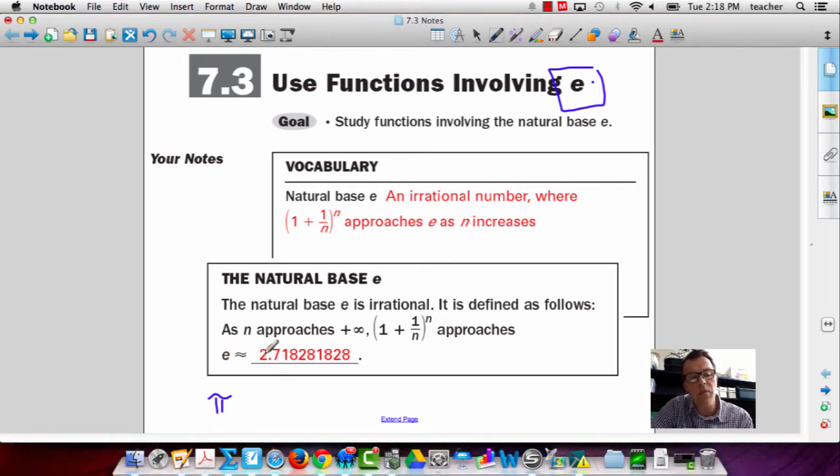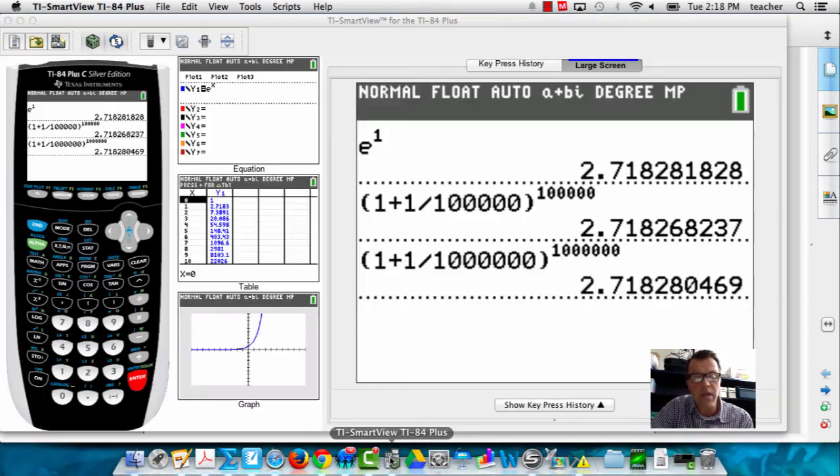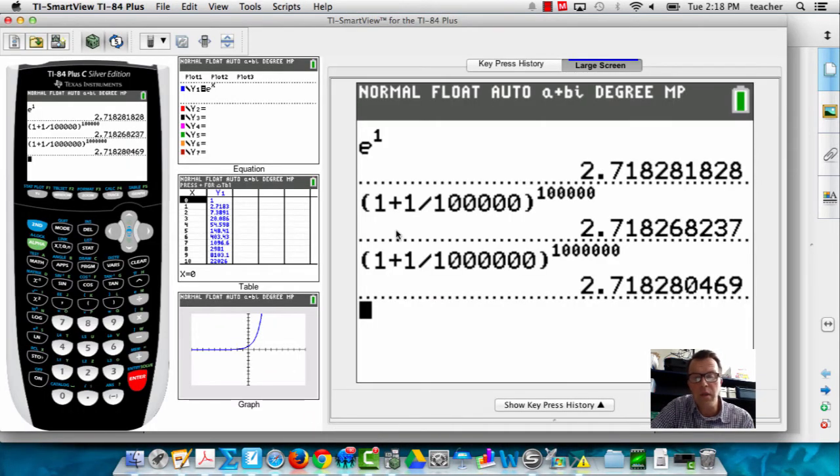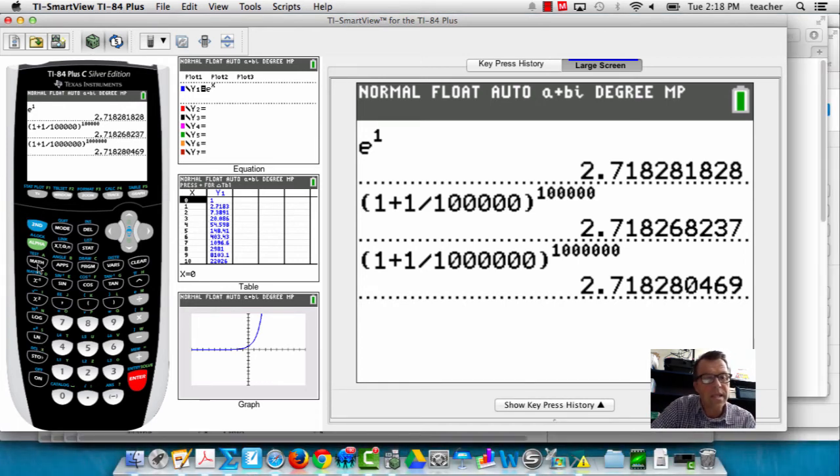Again, remember that e represents a number. E is not a variable. Let me switch to the calculator for a second. So I did this for you on the calculator. The e button, let me show you, is right here, the ln. If you go second ln, then that's e, and you can raise it to whatever power you'd like. I raised it to the power 1, and notice that is the value of 2.718 and so on. Notice here I can also get pretty close from that formula by setting n to 100,000.